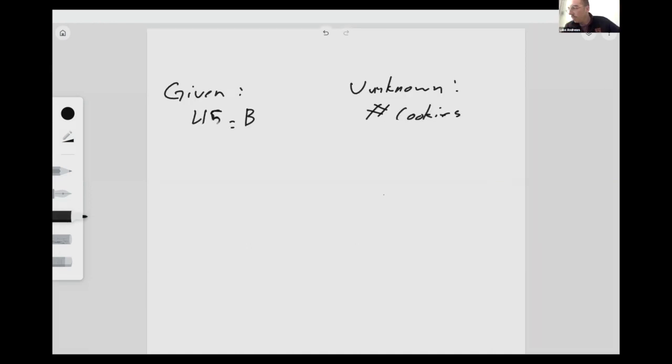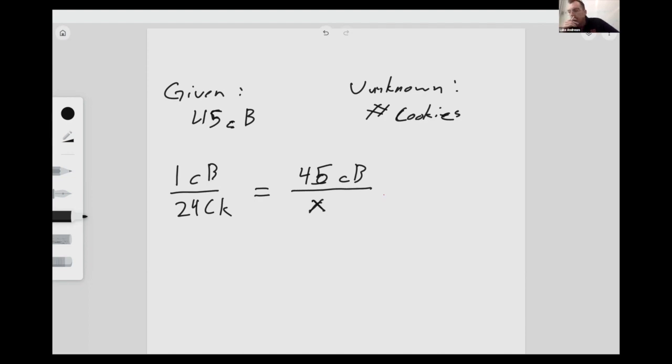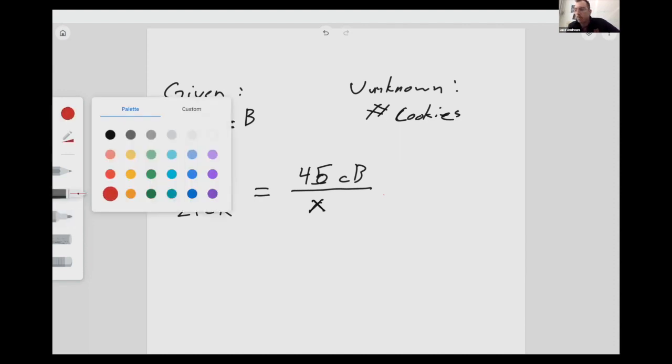So our givens are still the same. We're still starting with 45 cups of butter. We still want to find the number of cookies that we can make, okay? But this time I'm going to set up a proportion instead of multiplying ratios. So we know from the equation that 1 cup of butter makes 24 cookies. So if I have 45 cups of butter, how many cookies can I make? Okay. Does this look familiar? Can anybody tell me what I would do from this point to solve this problem?